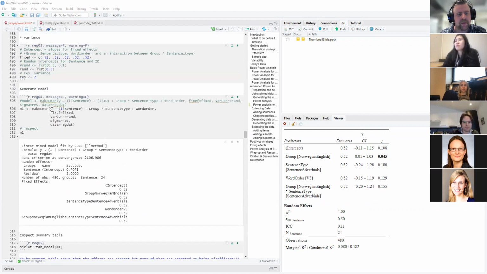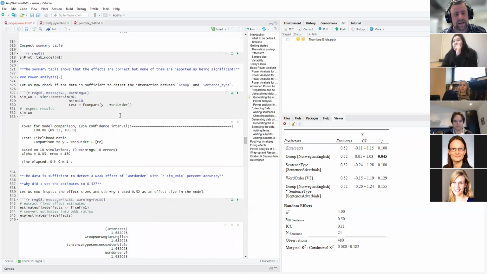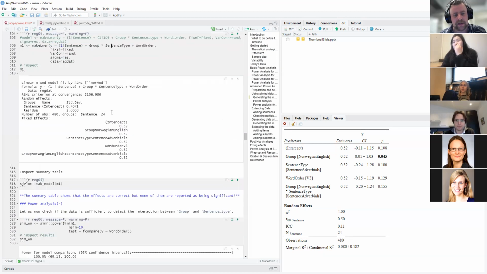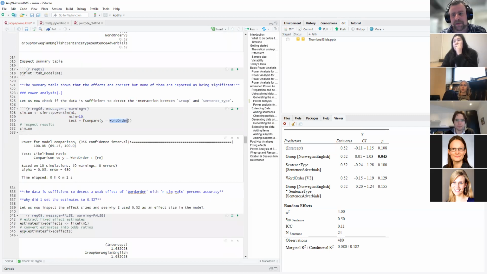So the model is that we predict y based on random intercepts for sentence, then group as a main effect, and an interaction between group and sentence type as a main effect, and word order. So that's the model that we have, right? And Serge is right. It's actually my mistake here, because what we do is we compare the model that we have, this model, to this model, right? That's what you mean, right?